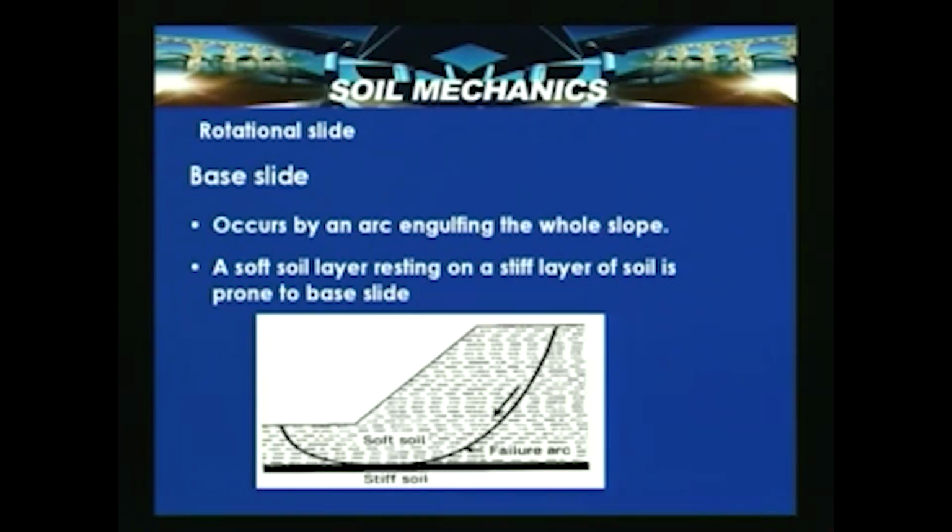good quality material. In such a situation, we can have an embankment resting on soft foundations, and a classical base failure can take place. It occurs by an arc engulfing the whole slope, and a soft soil layer resting on a stiff layer of soil is prone to base slide. So, you can see the failure arc which is shown, and this particular portion of soil gets detached and then becomes tangential to the stiff soil portion which is there.